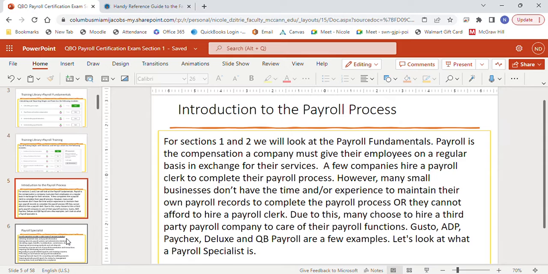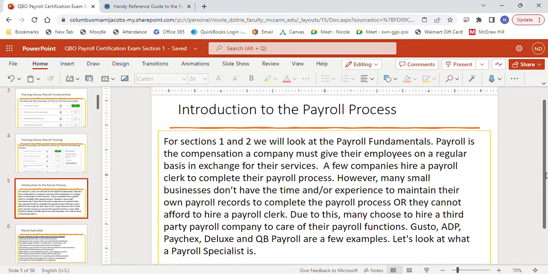All right, so the introduction to the payroll process. So for sections 1 and 2, as I just said, we'll be looking at the payroll fundamentals. Payroll is a compensation a company must give to their employees on a regular basis in exchange for their services. A few companies hire a payroll clerk to complete their payroll process. However, many small businesses don't have the time and/or experience to maintain their own payroll records to complete the payroll process, or maybe they can't even afford to hire a payroll clerk. So thus, many of them choose to hire a third-party payroll company to take care of the payroll functions like Gusto, ADP, Paychex, Deluxe. And now we're seeing QB Payroll is gaining a little bit more popularity and being pushed a little bit more by Intuit. So those are just a couple of examples.